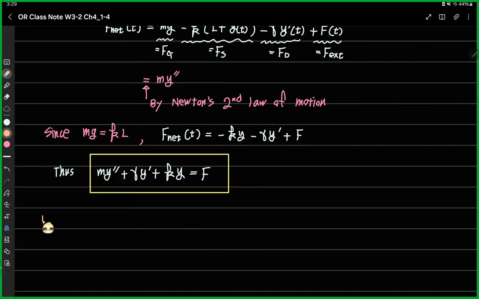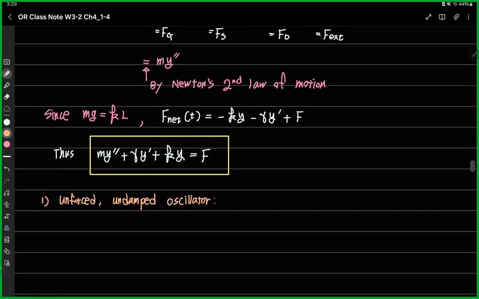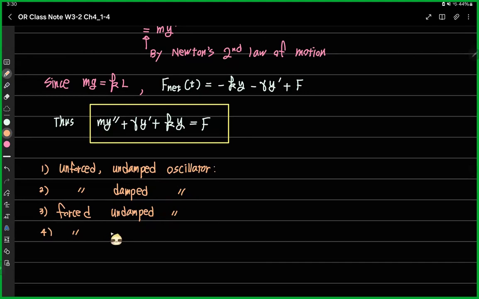So case one, I told you, in mechanics, unforced and undamped oscillator. As I told you, there are 4 cases in mechanics, depending on the spring force, external force and damping force. So unforced, and then forced. Then undamped and damped. Undamped oscillator and damped oscillator.